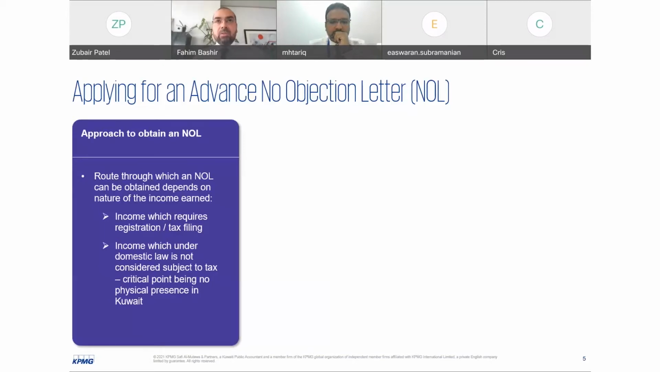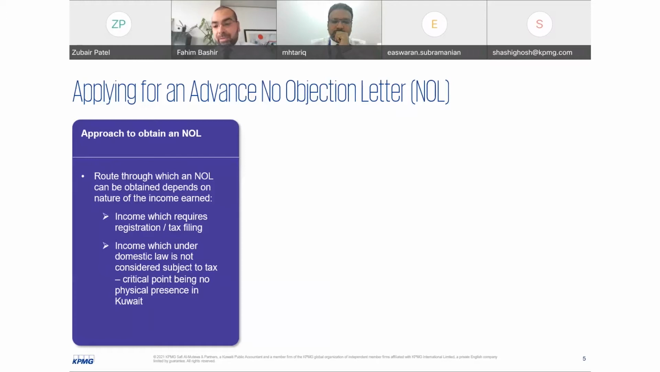And once you complete your annual tax filing and the tax assessment process here in Kuwait, you'll be issued an NOL based on the revenue that you disclose in your tax declaration for that specific year. Now, that's a whole different process and something that we will focus on in other sessions.